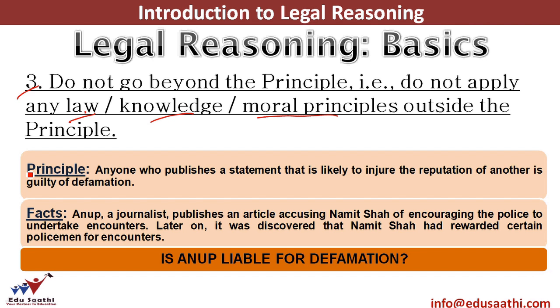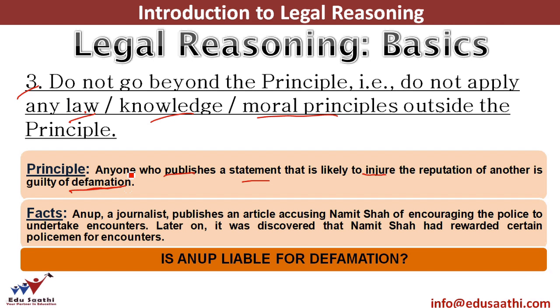For example, the principle says that anyone who publishes a statement that is likely to injure the reputation of another person is guilty of defamation. So there must be a publication of a statement which is likely to injure, that there is a belief that it will injure the reputation of the other person. That publication would amount to the tort of defamation. So a normal student is expected to go by this principle.